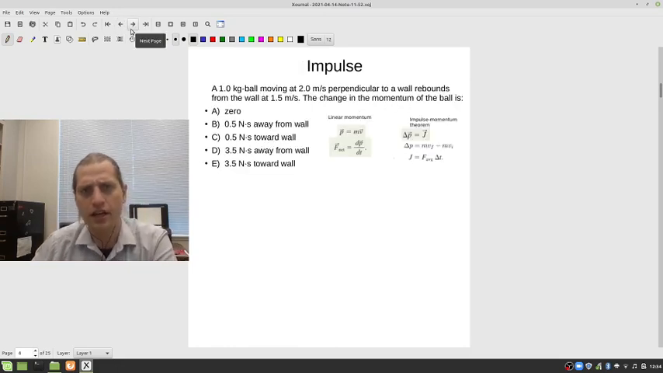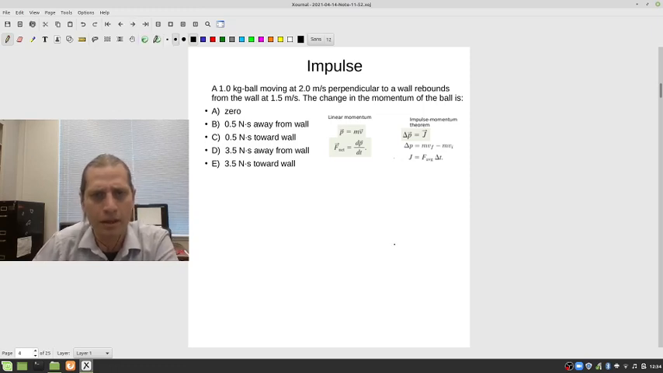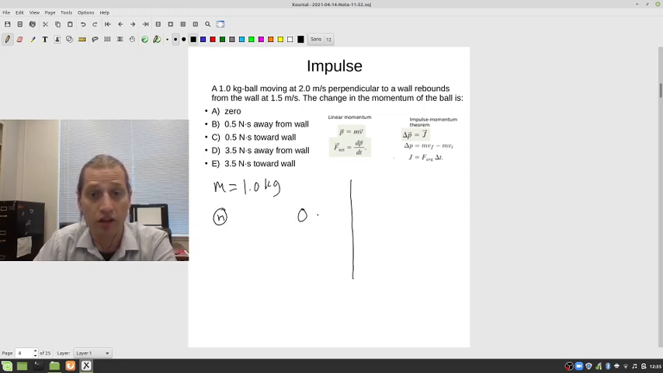The next idea was the idea of change in momentum. Now, the point of a question like this is to force you to grapple with the fact that momentum has a direction. So here I have a mass. The mass is 1.0 kilograms, and we're going to throw it initially at the wall. So the v initial would be 2.0 meters per second.